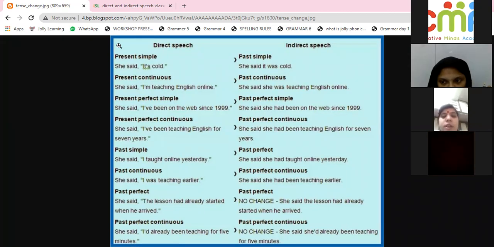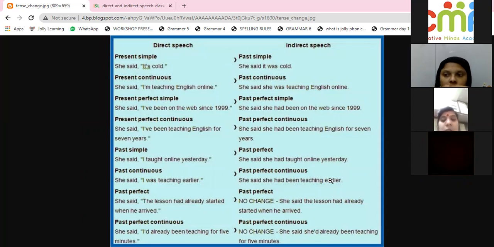Present simple. She said, it's cold. Past simple. She said it was cold. Present continuous. She said, I am teaching English online. Past continuous. She said she was teaching English online. Present perfect simple. She said, I have been on the web since 1999. Past perfect simple. She said she had been on the web since 1999. Present perfect continuous. She said, I have been teaching English for 7 years. Past perfect continuous. She said she had been teaching English for 7 years.